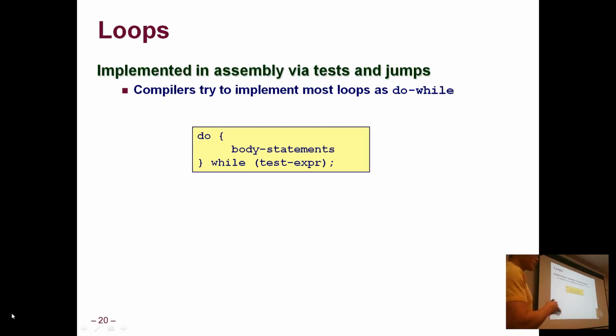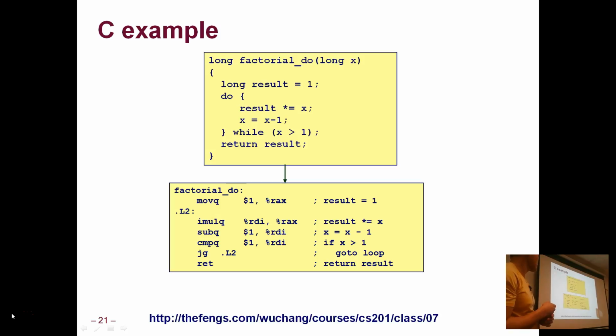So loops are similar to if-then-else's. They're basically implemented as conditional branches that go branching back onto themselves. Typically compilers like to implement loops as a do-while: do this body of statements, and then based on an expression, you conditionally branch. So here's an example of calculating factorial using a do loop.